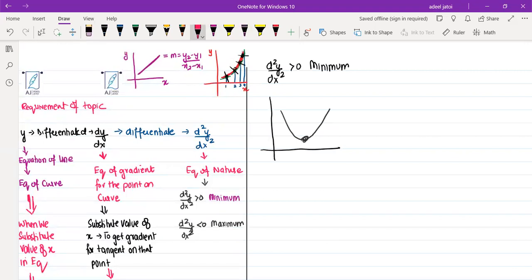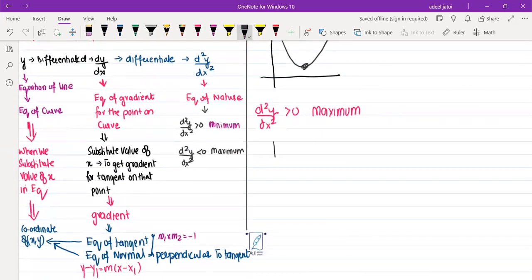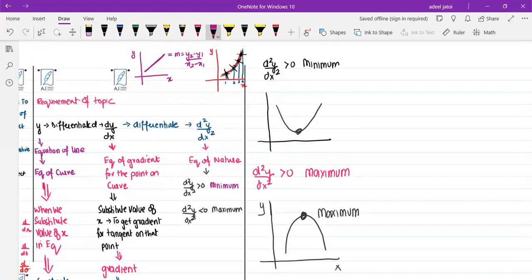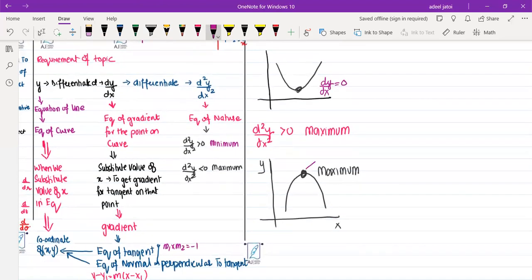Similarly, if d2y upon dx square is less than 0, this should be a maximum. This is your x-axis, this is your y-axis, and this becomes your maximum point. With the help of this minimum and maximum point, you need to understand that your dy upon dx is always 0 at the minimum, and dy upon dx is 0 at the maximum.